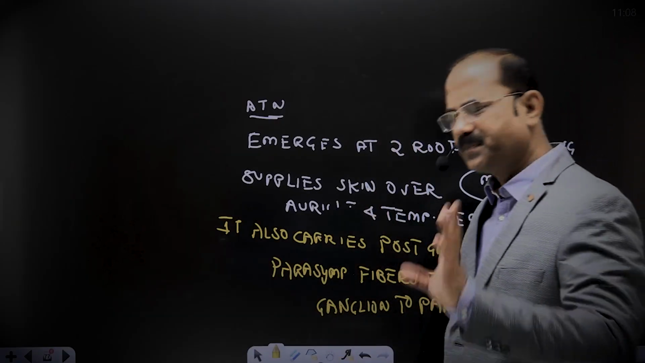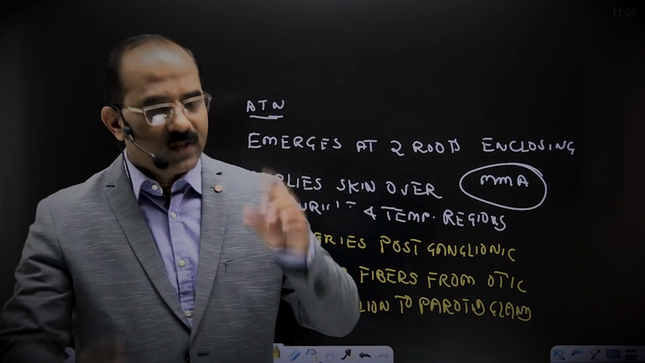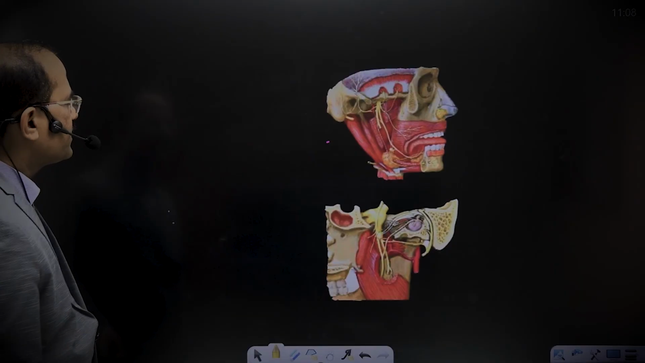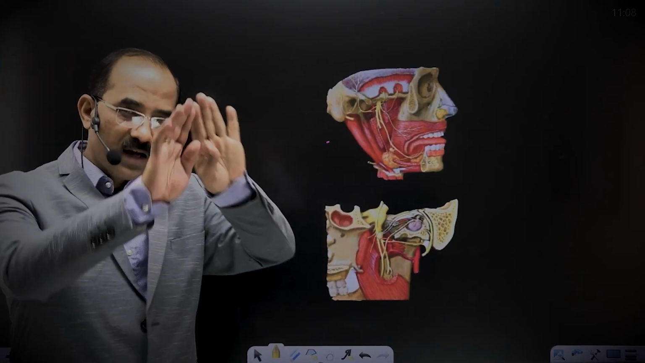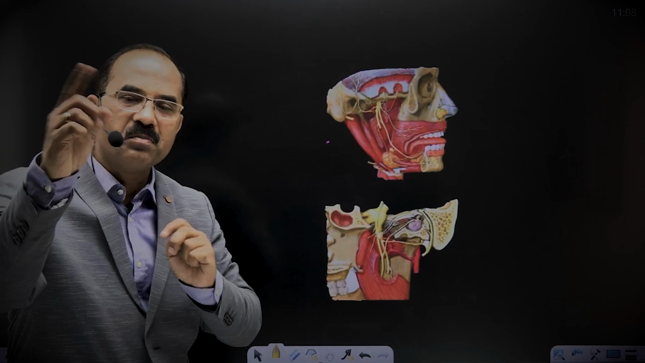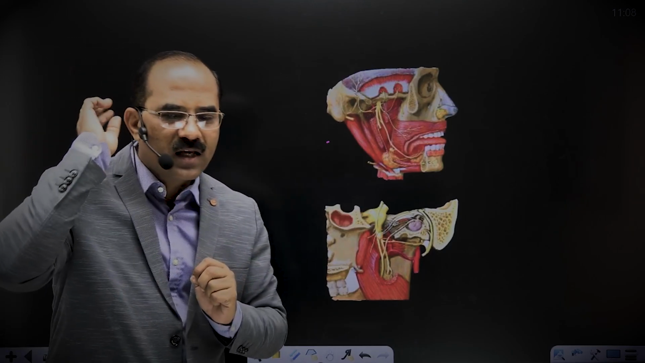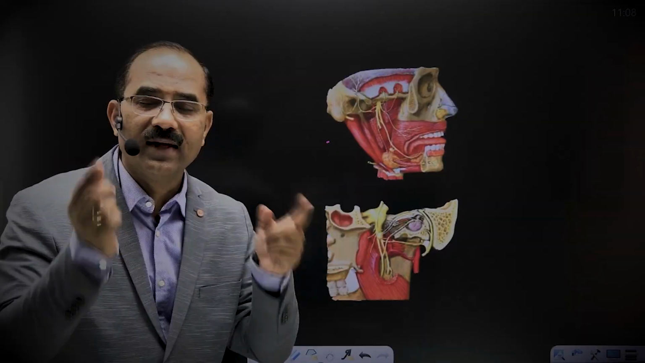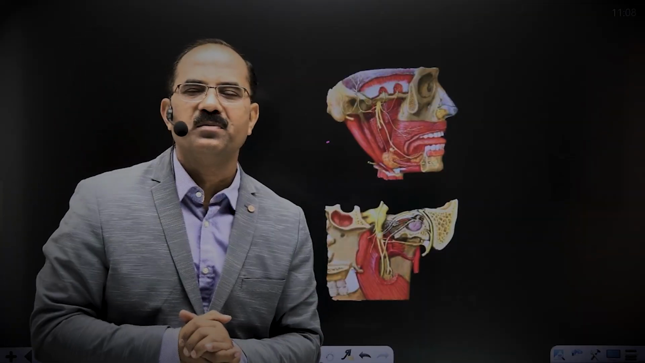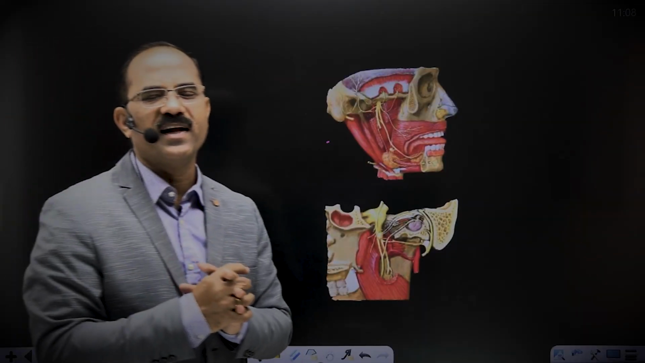We'll see this later. So this auriculotemporal nerve arises as two roots. Look at these two roots. Appreciate these two roots. And which is the artery enclosed within the two roots? Middle meningeal artery. It supplies the skin over the auricle and the temporal region. It also carries the postganglionic parasympathetic fibers from the otic ganglion to the parotid gland.